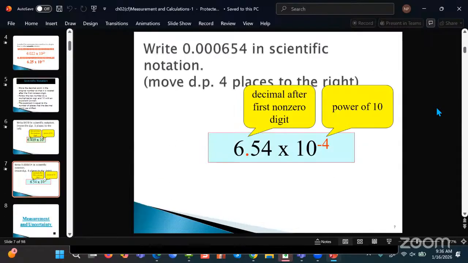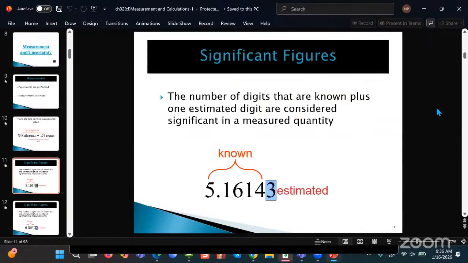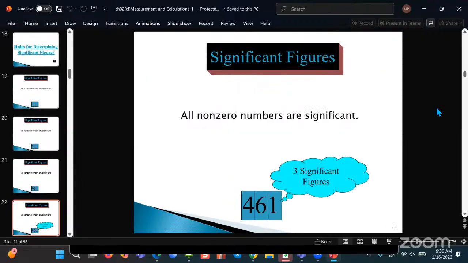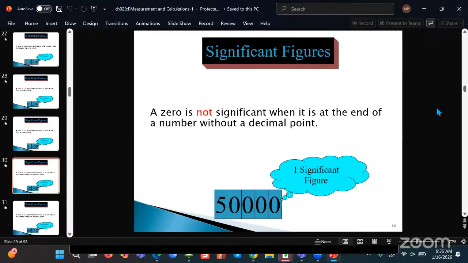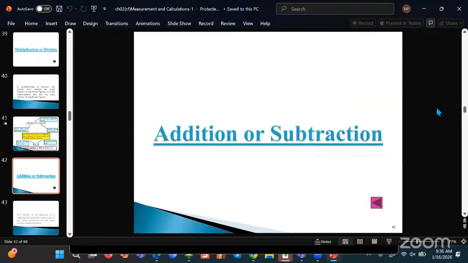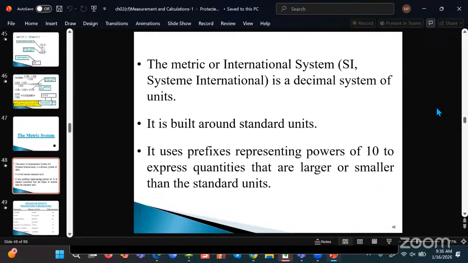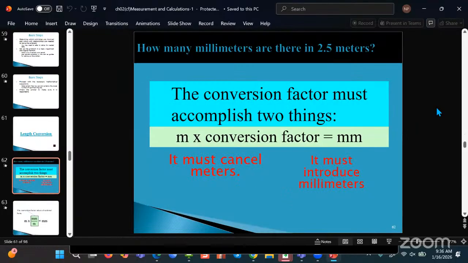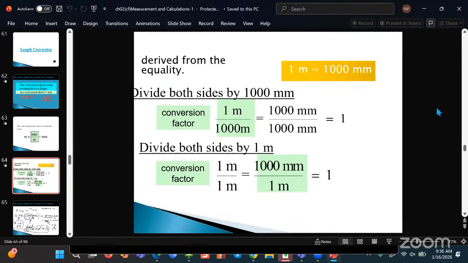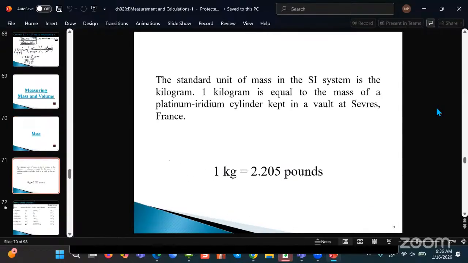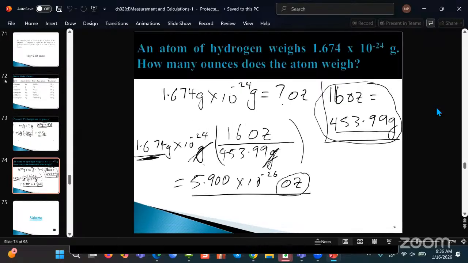So the problem was: an atom of hydrogen weighs 1.674 times 10 to the negative 24th grams. How many ounces does the atom weigh? When working out the problem, I got a different answer, and I'm just curious. Let me see if I can find the problem first. I think I have an idea where it might be located. Is it? No, not that one. Oh, this one, right? Yes.